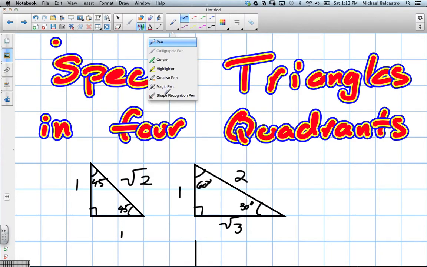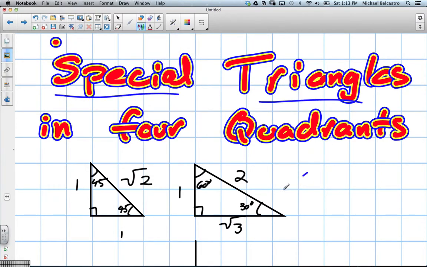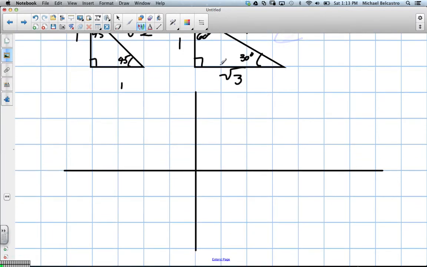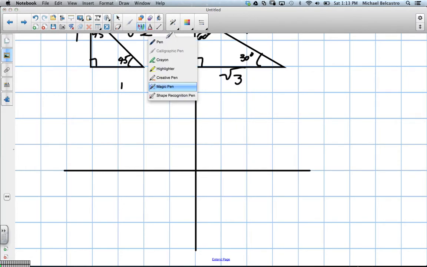We're going to relate special triangles, which we have written out two of them here, into the four quadrants and how they can help us solve angles that are larger than 90 degrees. I've drawn this line a little large, but here's our Cartesian plane. We have our x and our y-axis.